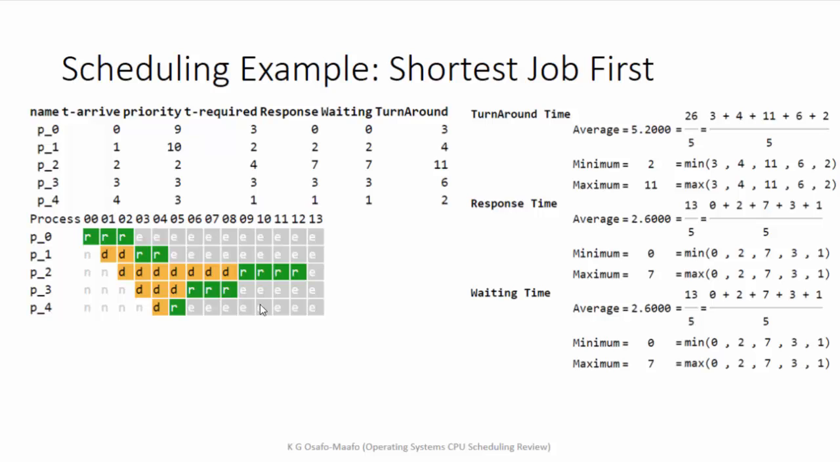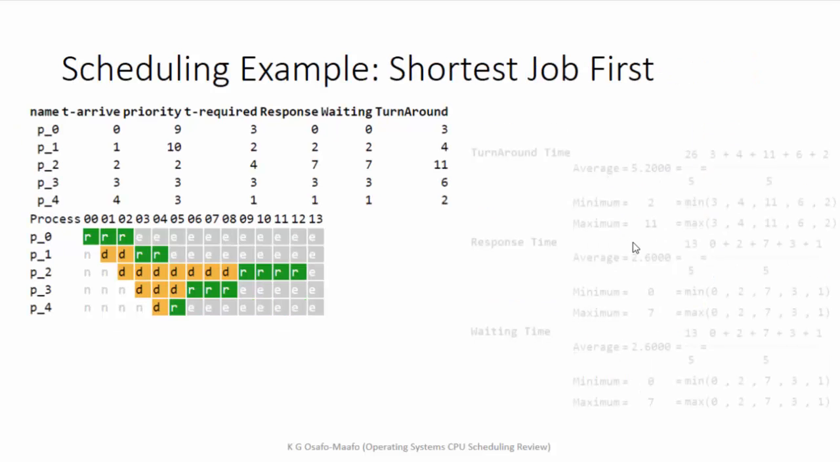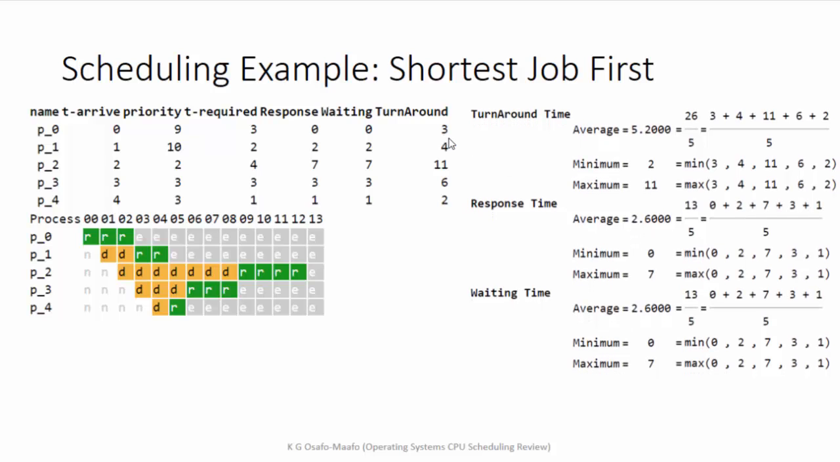And if you just look at the response time, response time for this one is 2.6, waiting time is 2.6. This is with shortest job first. Let's go back to the first, and you'd see that for first come first served, the response time tends to be longer, so in this case 3.8, than when we are doing shortest job first.